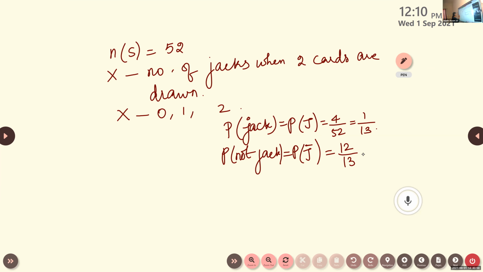Now listen. I'm going to find out the probability of the first case, X is equal to 0. Before we start, look at the question. Here it is asked the number of jacks. We want to find the probability distribution of the number of jacks. So P of X is equal to 0. X is equal to 0 means the probability of no jacks. We are not getting jacks.